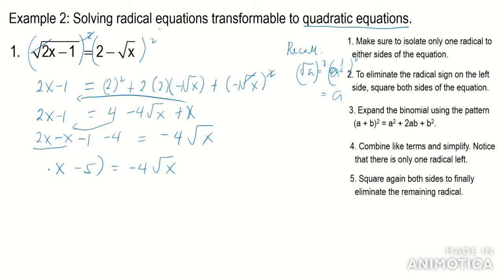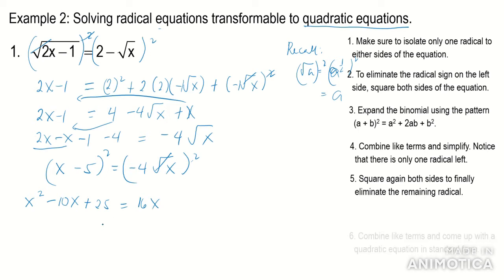So, square both sides again to remove the radical sign on the right side. So, square this binomial. We have the square of x. Okay, this time, let's do it mentally. The square of x is x squared. 2 times x times negative 5 is equal to negative 10x. And the square of negative 5 is equal to positive 25. The square of negative 4 is positive 16, and the square of x is equal to x.